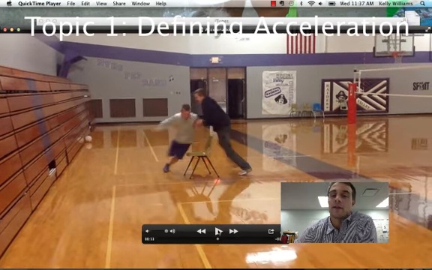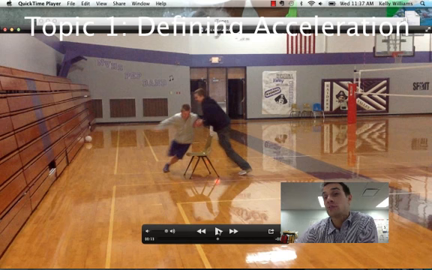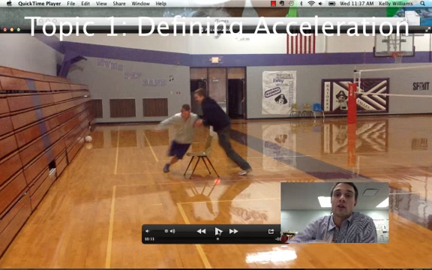Now here's an interesting one. As we're seeing acceleration in a circular motion, their speed could be constant here, but their direction is constantly changing as they are going around in a circle around the chair. We'll talk about that here in topic 3.